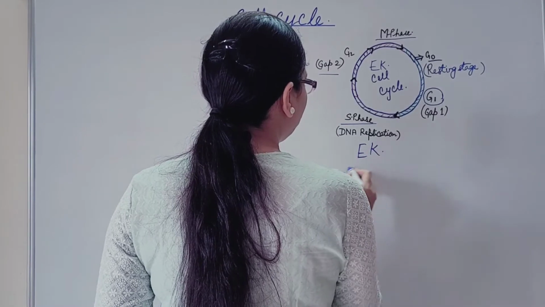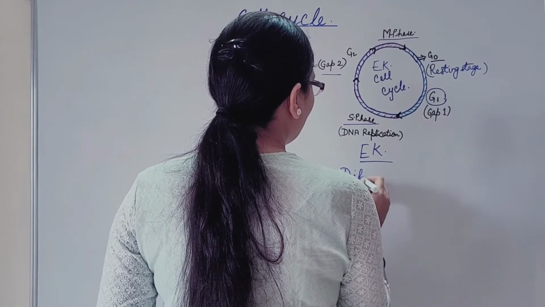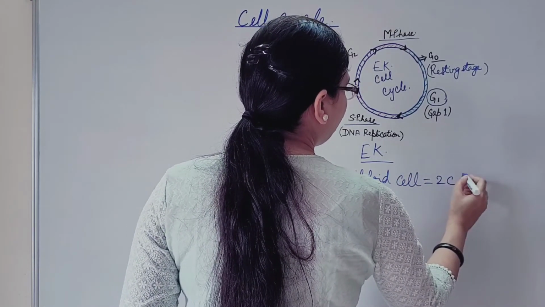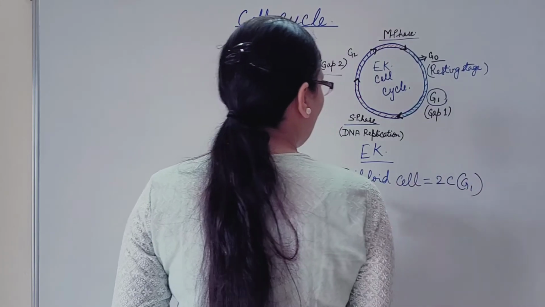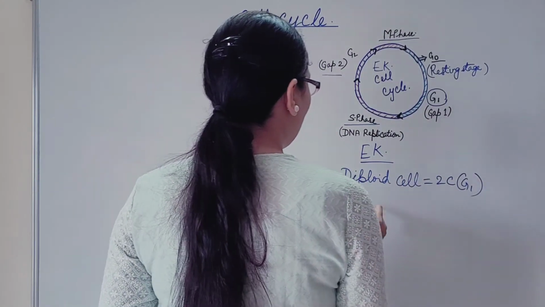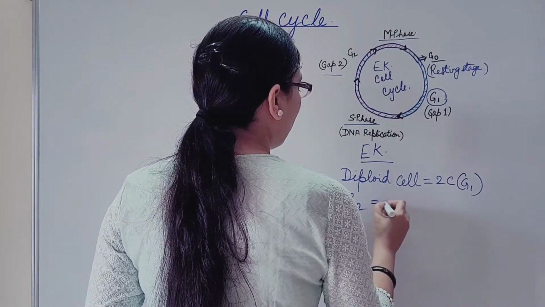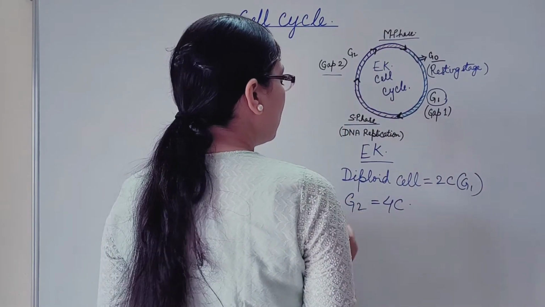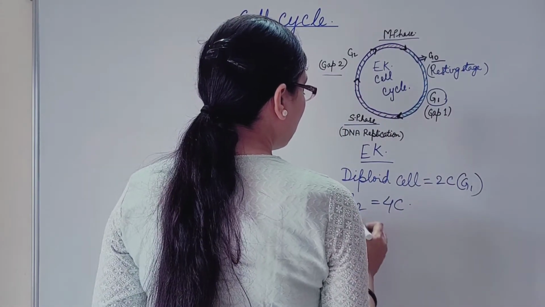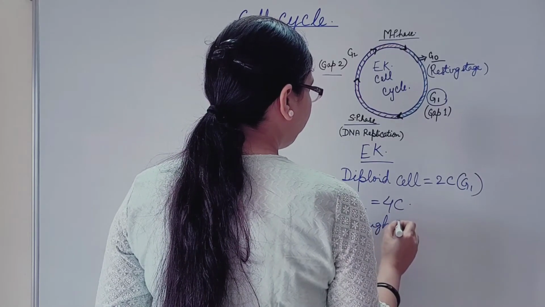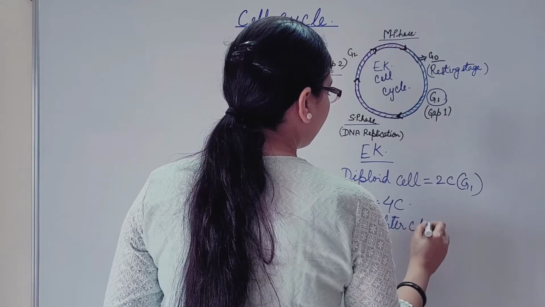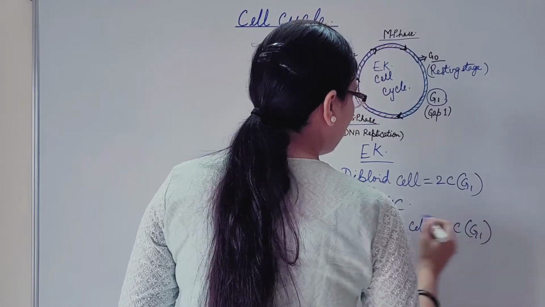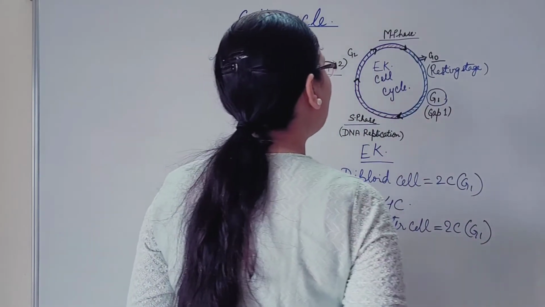In eukaryotes, a diploid cell has a DNA content of 2C in the G1 phase. In the S phase, duplication of the DNA takes place, so the DNA content is 4C in the G2 phase. Again it enters mitosis and two daughter cells are produced, and these daughter cells enter the G1 phase and have the DNA content 2C, and in this way the cycle continues.